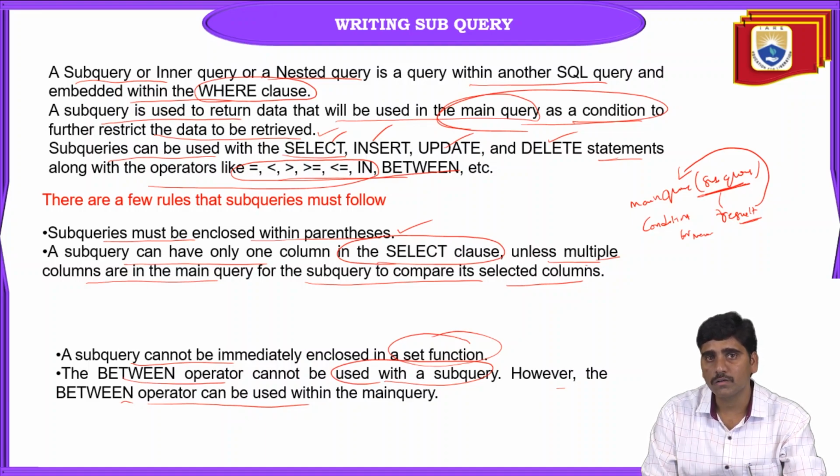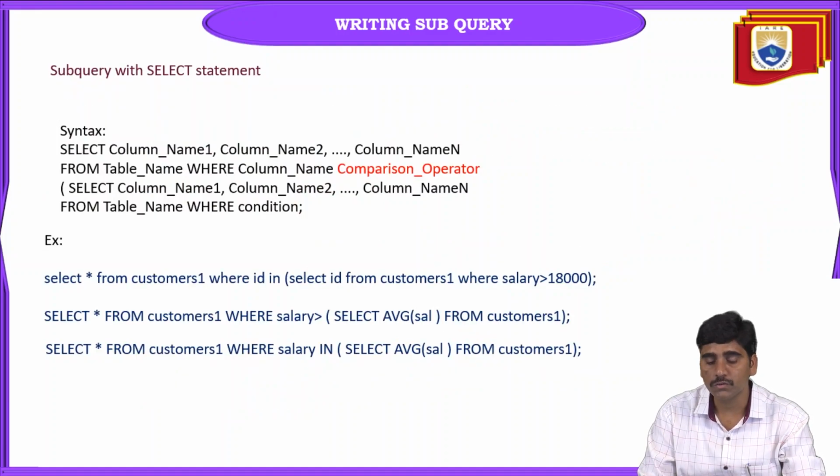So these are some rules you follow to write subqueries. What are those rules? Subqueries must be enclosed within parentheses. The subquery can have only one column in the select clause, unless multiple columns are in the main query. Multiple columns in the main query are compared with the selected columns. A subquery cannot be immediately enclosed in a set function. And the between operator cannot be used with the subquery. However, we can use it for the main query.